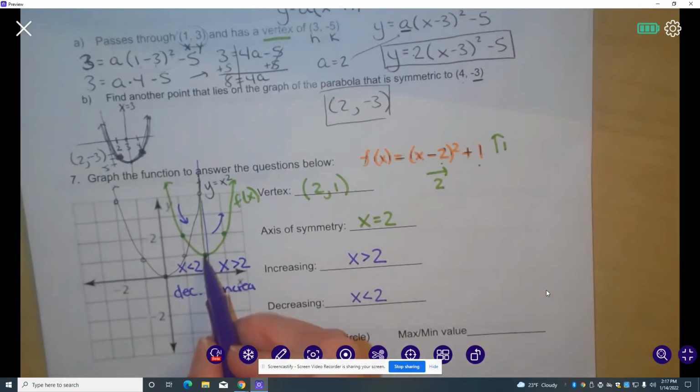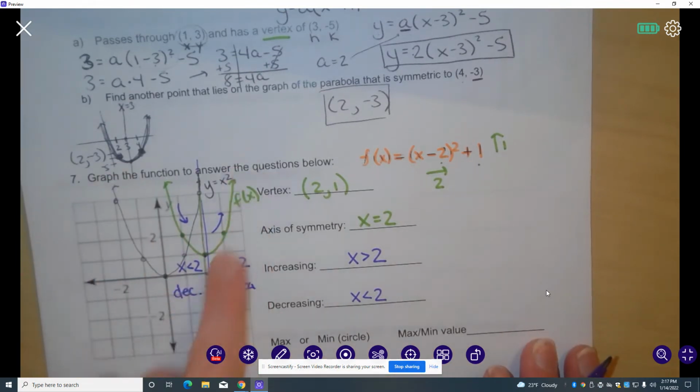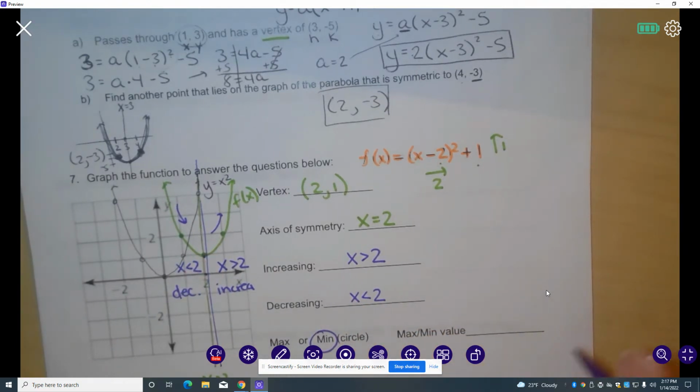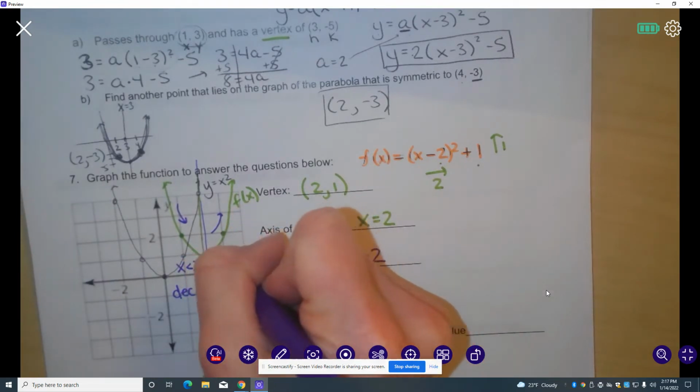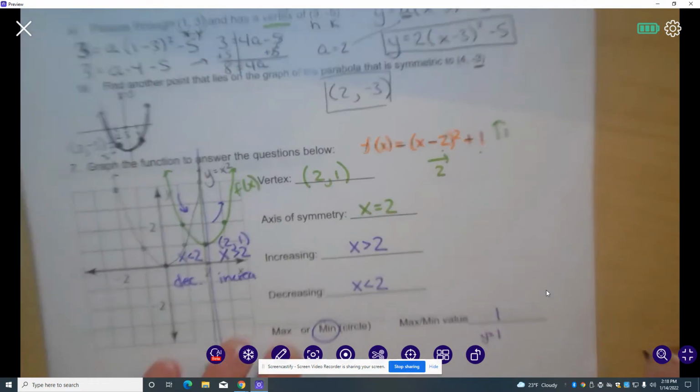My vertex is at the bottom of my parabola because my parabola opens up. So this vertex represents a minimum. And that minimum value is the y coordinate there. And so that is 1. Or y equals 1 would also be okay. Oops, sorry.